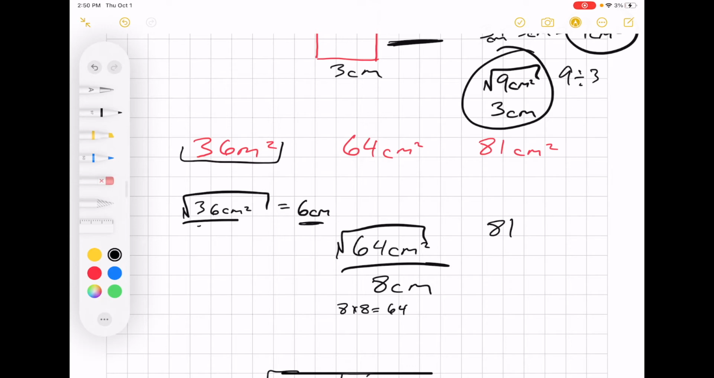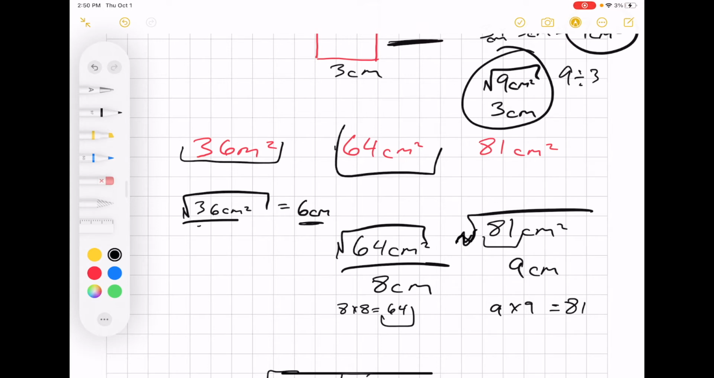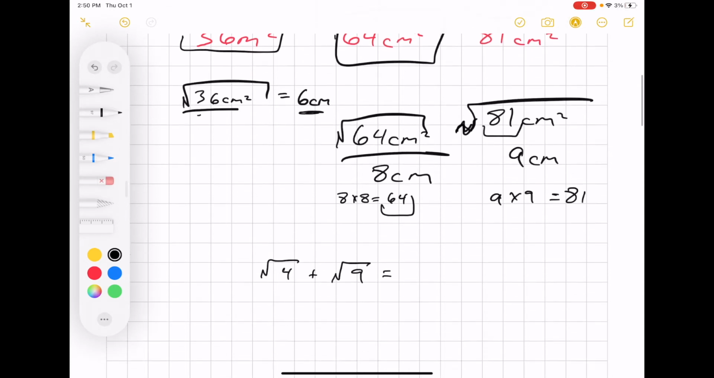And then if I'm looking at 81 centimeters squared, oops, I forgot to put the little 2 there. Okay, so I'm taking the square root of that. I know it's bigger than 64. I know it's an odd number, so I am going to try 9, and I know 9 times 9 equals 81. So this would be 9 centimeters. So that's how, if this is the area of a square, not a rectangle, I can use the square root to find one side of that square.